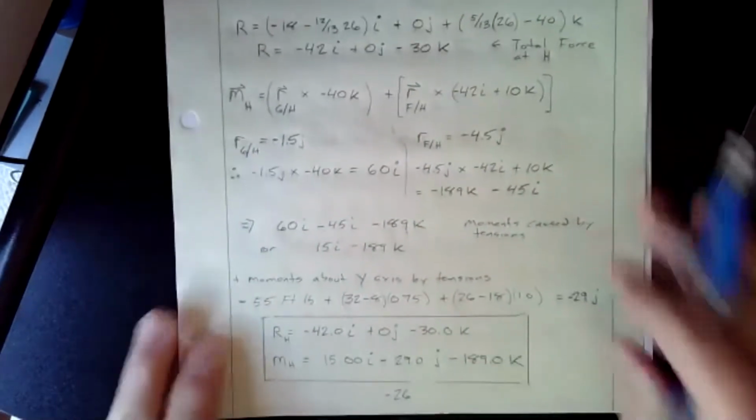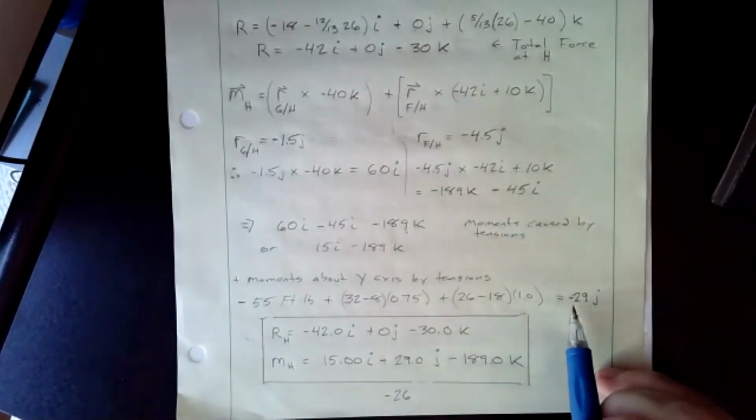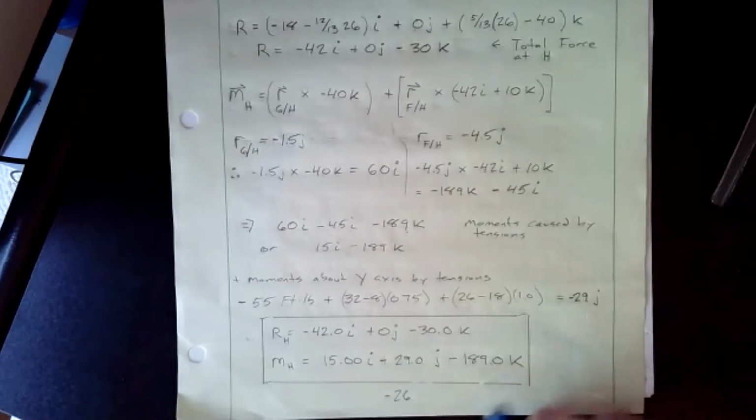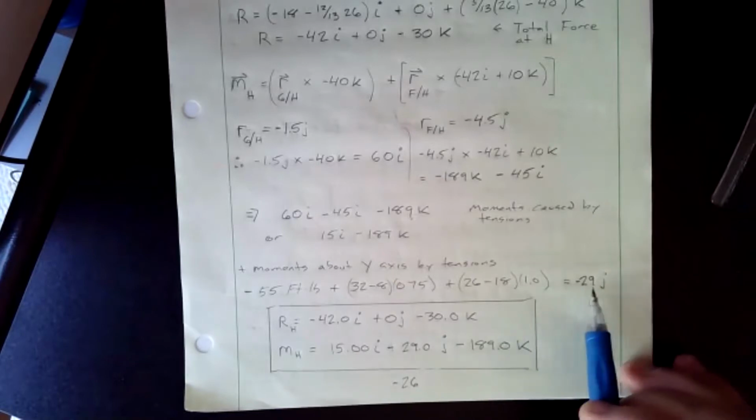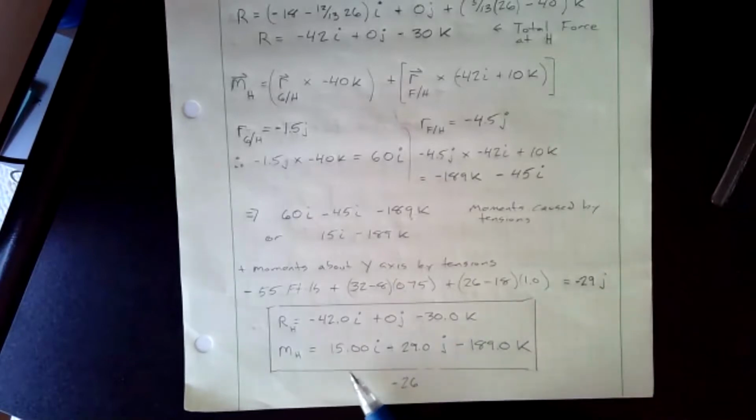Once we do that, we end up with a net negative 29 J, or negative 26 J if you use the 52 that I accidentally put in there. Either one would be fine. So you end up with a net answer of, with sig figs, negative 42, 0, negative 30, and then the moment was 15, negative 29, negative 189.